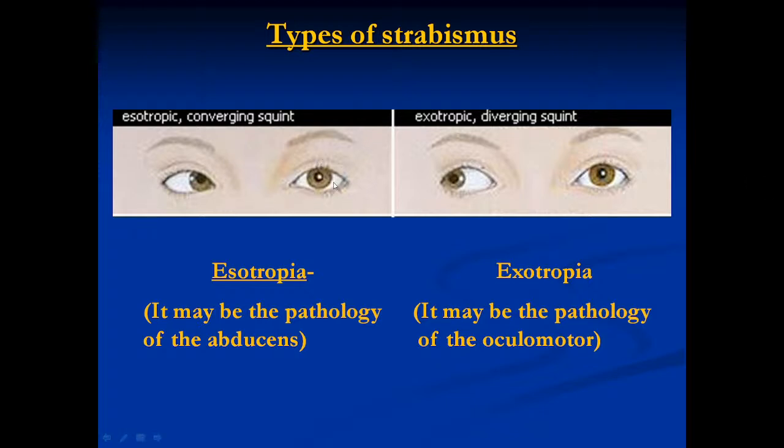On the slide you can see types of strabismus. This is esotropia, and this is exotropia. Exotropia, it may be the pathology of the oculomotor nerve, and esotropia, it may be the pathology of the abducens nerve.